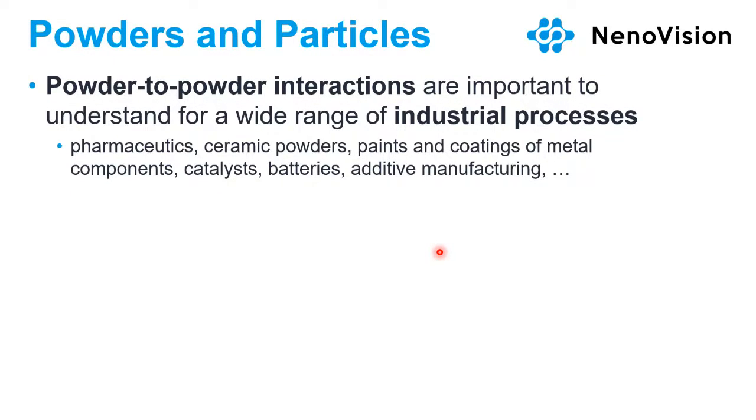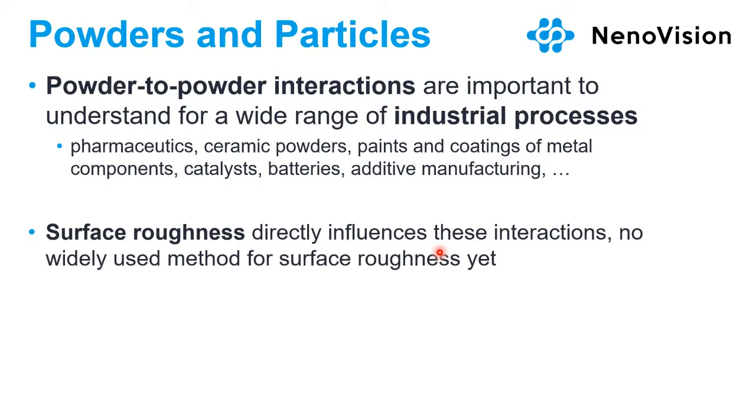And why is it important to measure the powder-to-powder interactions? They are important in a wide range of industrial processes. It's important in pharmaceutics, ceramics, paints, and coatings of metal components or catalysts. And we'd like to focus on the surface roughness as it directly influences some of the interactions. And so far, from our knowledge, no widely used method for surface roughness exists.